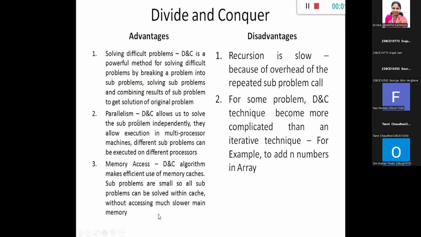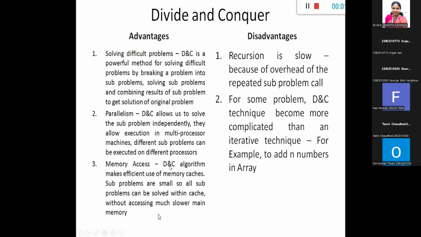And in the divide and conquer technique, parallelism is followed. It allows us to solve the subproblems independently. They allow execution on multiple processor machines. Difficult subproblems can be executed on different processors. So we are dividing the problem into n by 2, n by 2 subproblems, again n by 4, n by 4 like that. When the subproblems are there, those problems can be solved at a time using parallel processes. So parallelism and pipeline processing is used along with the divide and conquer technique.